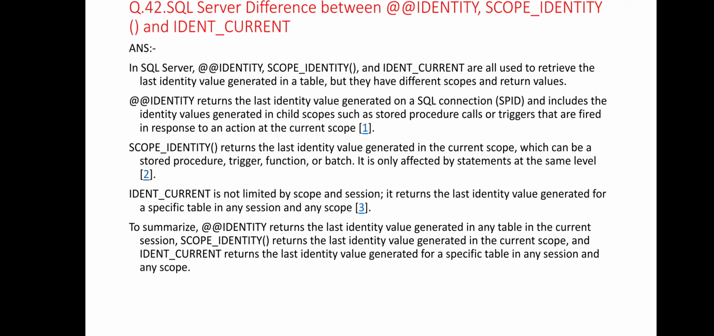IDENT_CURRENT is not limited by scope and session. It returns the last identity value generated for a specific table in any session and any scope. To summarize, @@IDENTITY returns the last identity value generated in any table in the current session. SCOPE_IDENTITY returns the last identity value generated in the current scope, and IDENT_CURRENT returns the last identity value generated for a specific table in any session and scope.